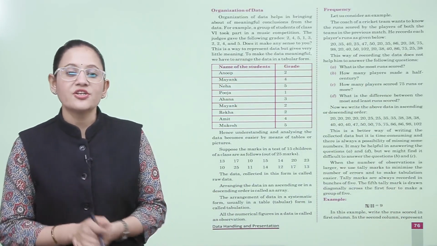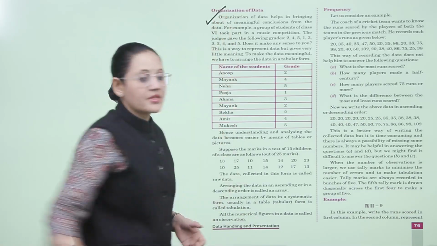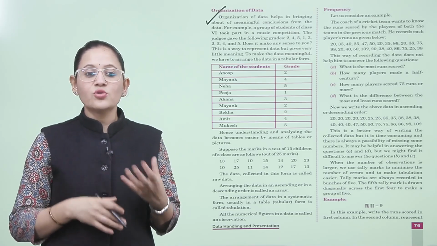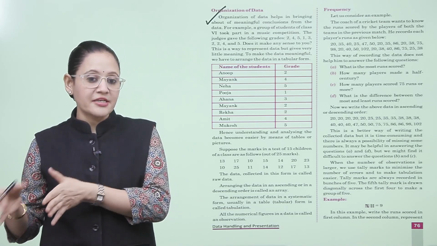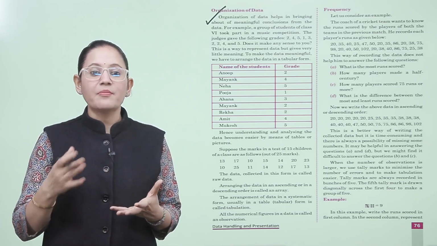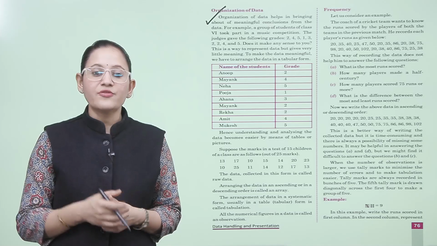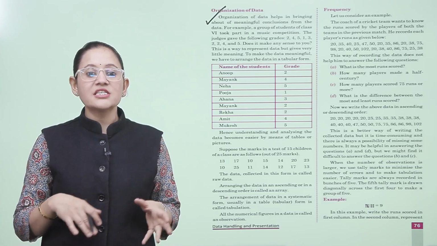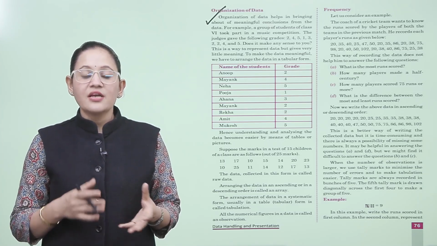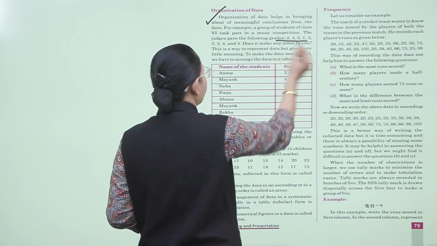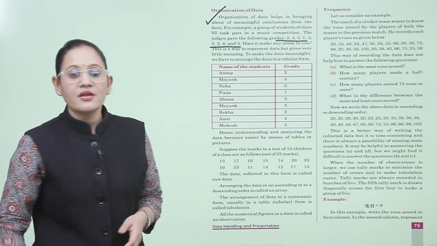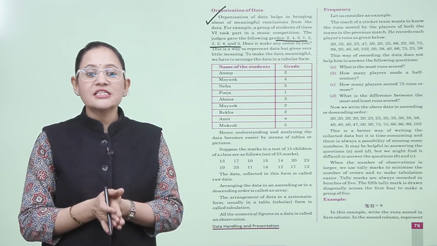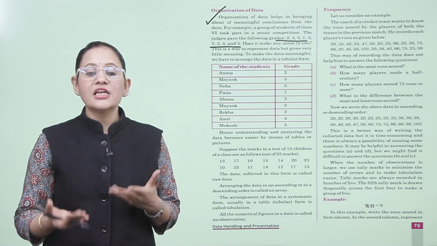Next is organization of data. This is a very important step. Whenever we collect some data, to get some information, first we have to organize the data. Organization of data helps in bringing about meaningful conclusions from the data. For example, a group of students of class 6 took part in a music competition. The judges gave the following grades. So, here the grades are given. Now, does it make any sense to you? No. This is a way to represent the data but gives very little meaning.